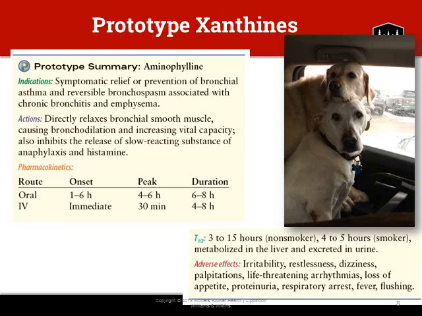Again, adverse effects include irritability, restlessness, dizziness, palpitations. We could see life-threatening dysrhythmias, including VFib. We could see anorexia, proteinuria, respiratory arrest, hypotension, fever, and/or flushing.